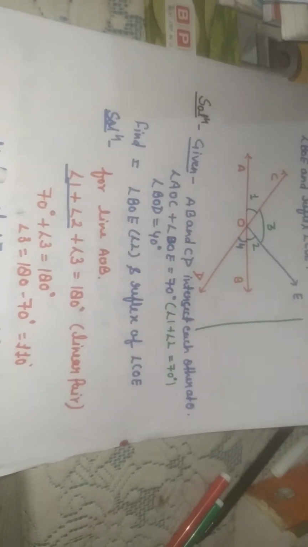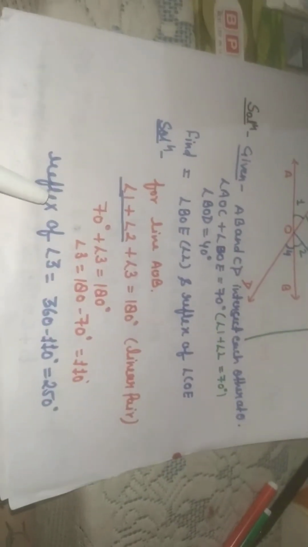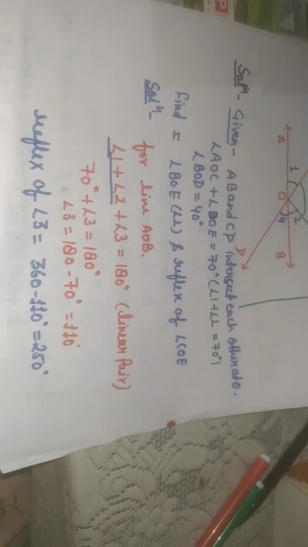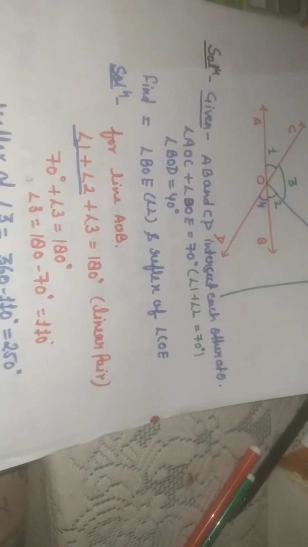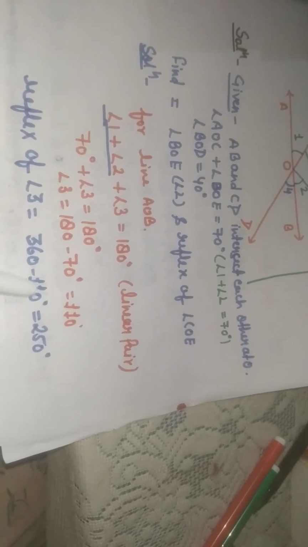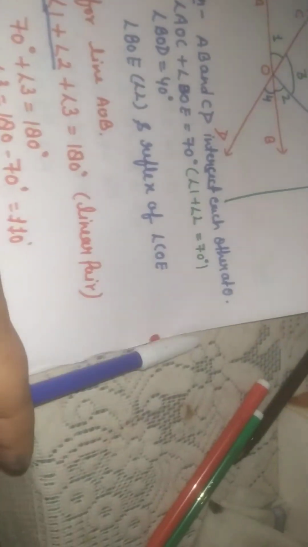Now they are asking for the reflex of angle COE, meaning the reflex of angle 3. For getting the reflex, what are we doing? We are subtracting the value of the angle from 360. 360 minus angle 3, which is 110. So we are getting 250. So the reflex of angle COE is equal to 250 degrees.